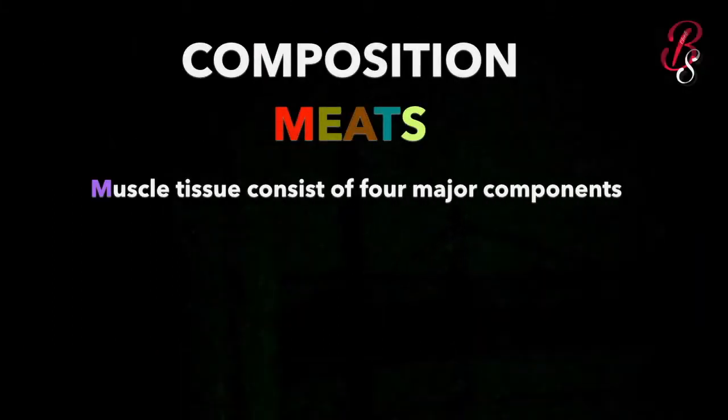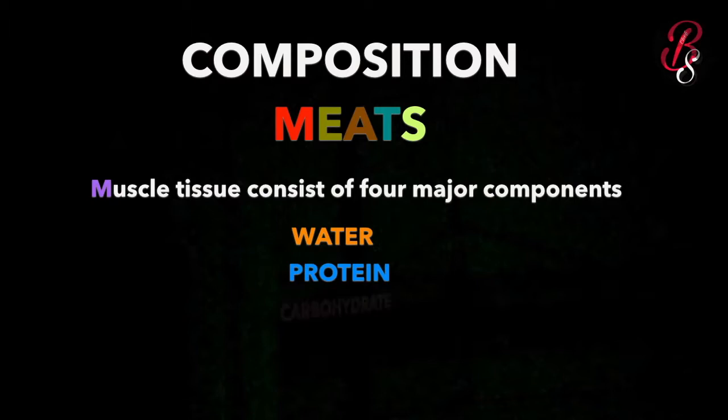So let's start with the points. Composition of meat. Muscle tissues consist of four major components. First is water, then we have protein, then carbohydrate, then fat. Let's start understanding these four important major components of muscle tissues.